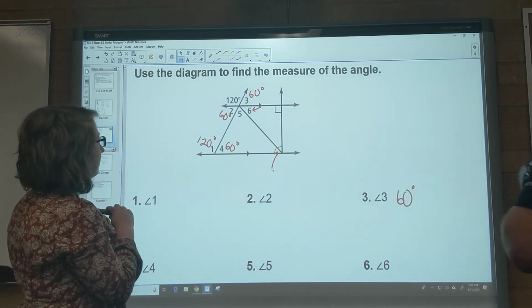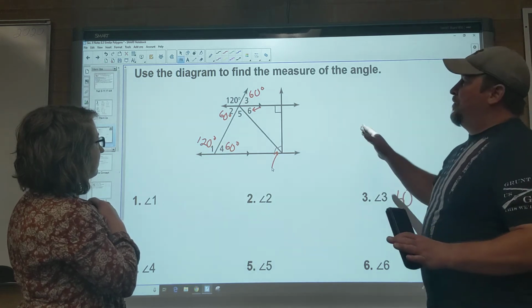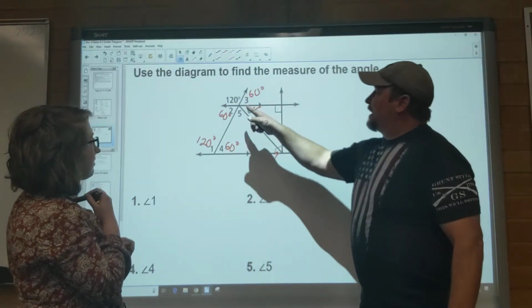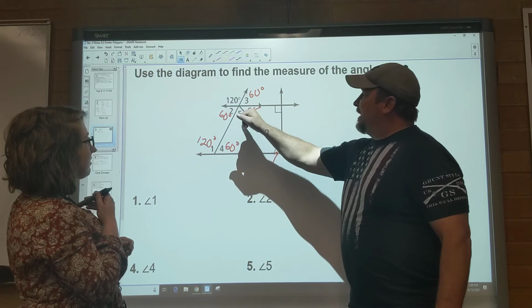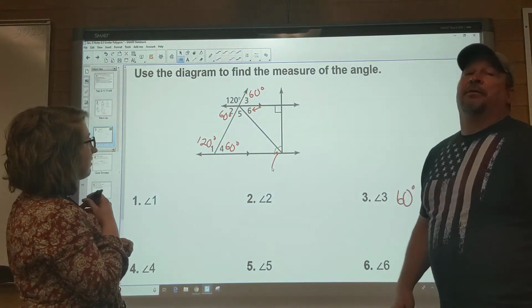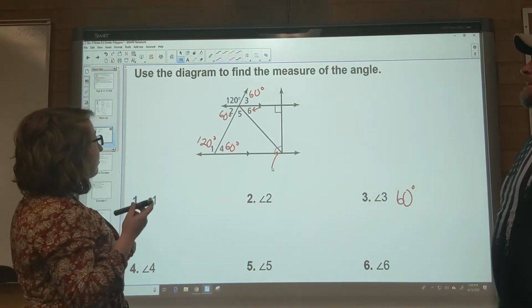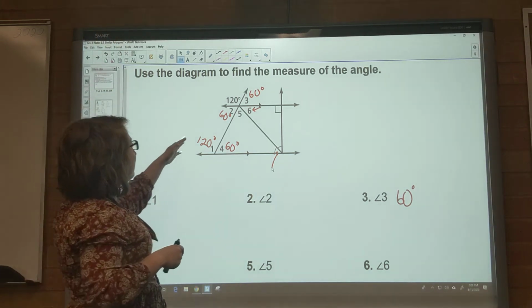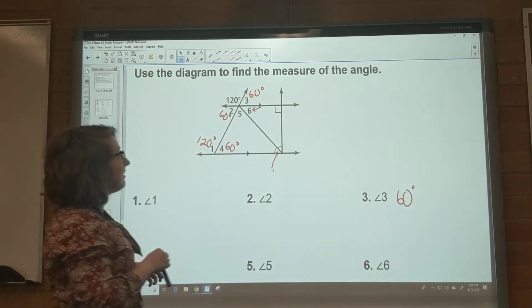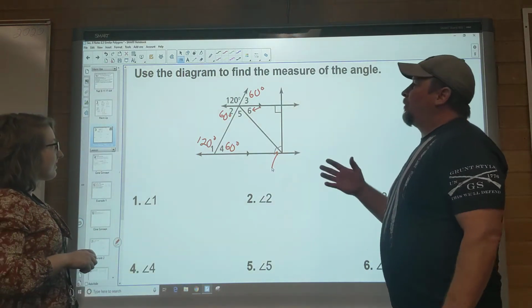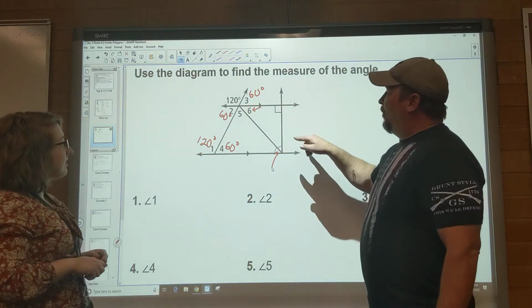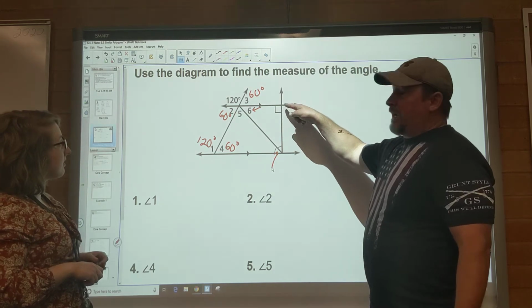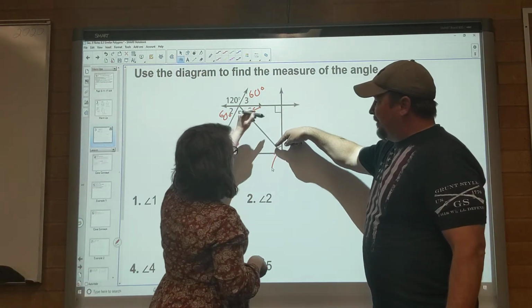What I really like about this problem is, can anybody tell me what would be 5 and 6 together? Oh, I know. They would be 120 degrees. Absolutely. Because 2, 5, and 6 make a straight line. Perfect. And we already kind of have an idea about what this angle is because of the 90, so this is 90 down below.